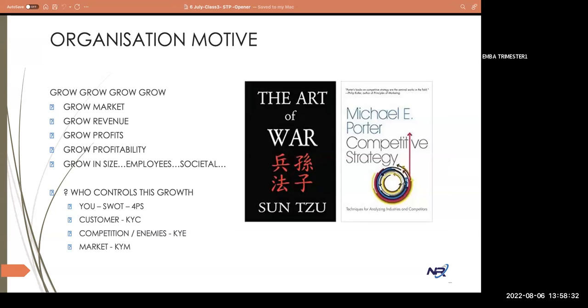Who do you think controls your growth? You have been learning till now that you control your growth using your 4 Ps. If I know my product, if I know how to set my price, if I know how to position my product, and if I know how to sell this at the right place, I'll be able to do some major market positioning, right? So that's one thing that wins. Then you're supposed to know your customer.